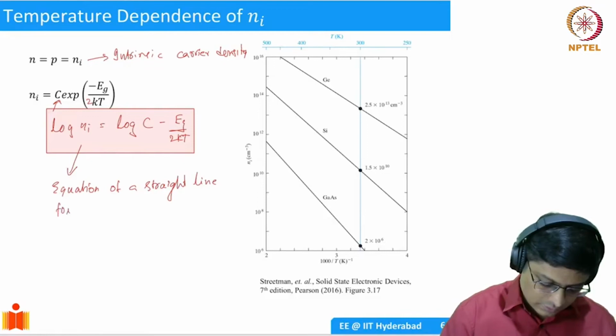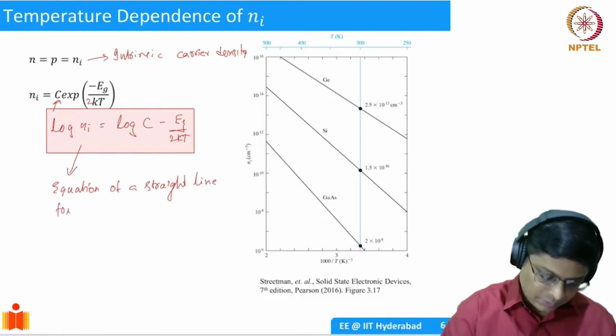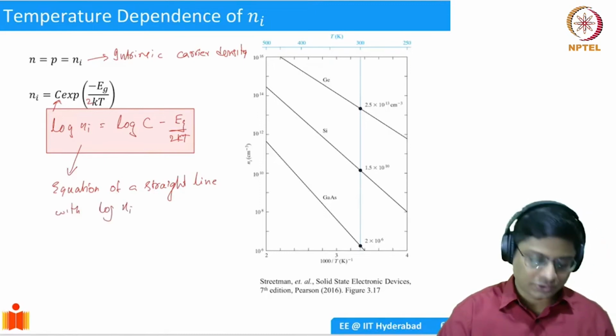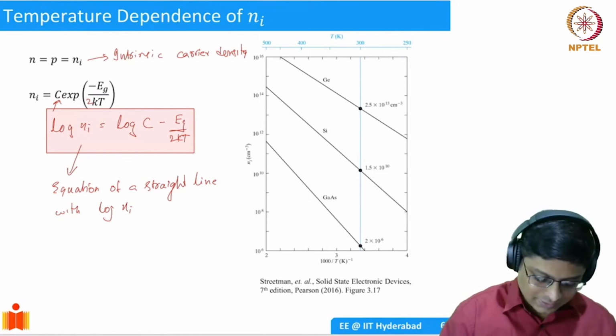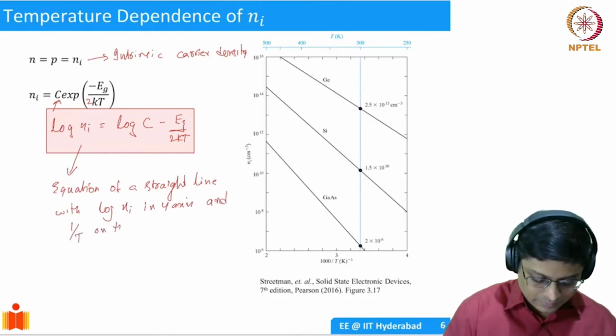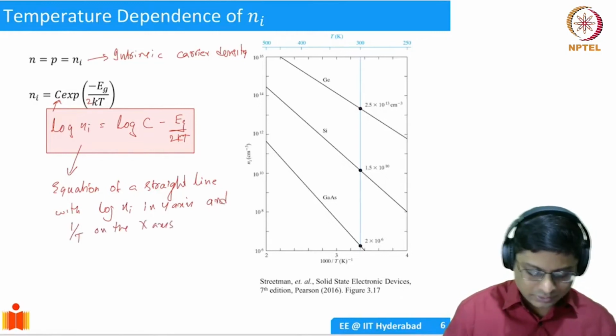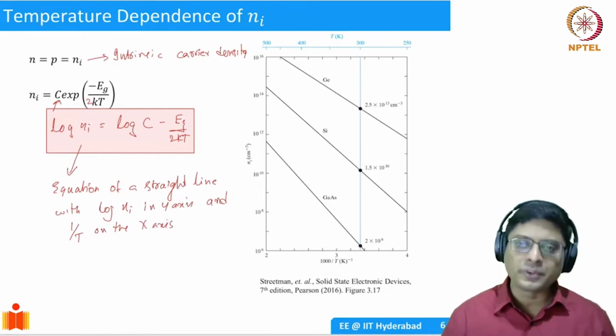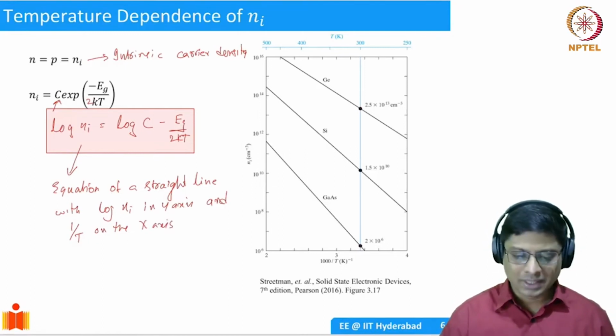Or rather, if you plot log Ni, or Ni in terms of log scale, on the y-axis, and 1 over T on the x-axis, essentially this equation will be satisfied. So essentially from the slope we can estimate the band gap, and that is what is done here.